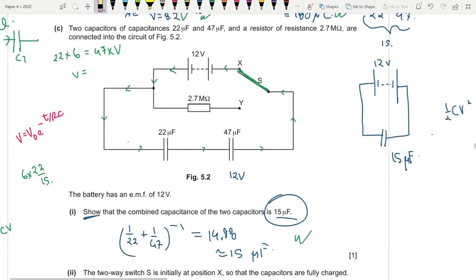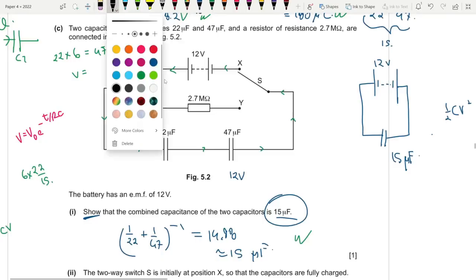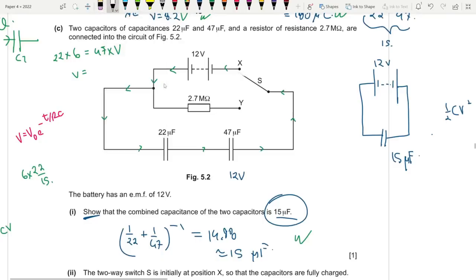So initially the capacitors were charged up. Now what happened? We actually moved this switch from position X to position Y. Now basically current can no longer flow through this. Now current actually flows in this direction. So basically the capacitors will discharge, and because they're connected across this resistor in series.